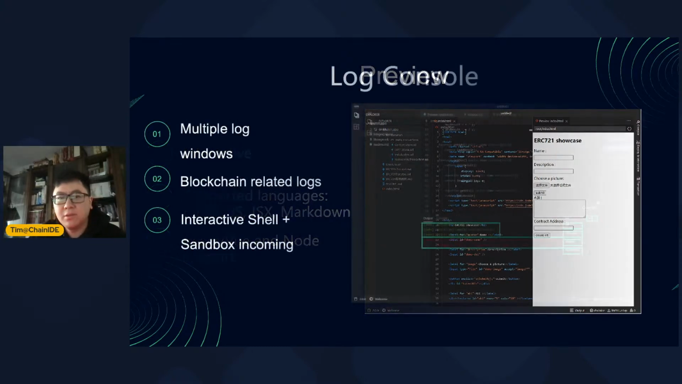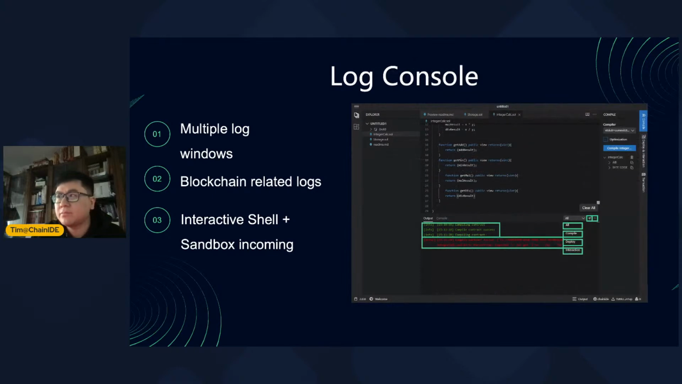All right, so this is the log console, right? So we can see different loggers, and it is divided into different prefixes, and it includes the info log, right, and also the error log and the blockchain logs. And the third part is the interactive shell and the sandbox. It's not incoming; it's already in the beta, and later we will showcase it. And everybody is welcome to join the beta and have a try.